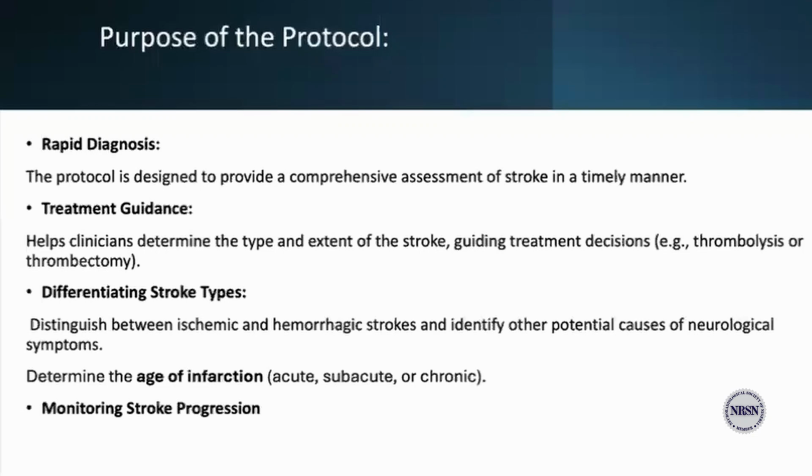The protocol should also help differentiate between ischemic and hemorrhagic strokes, determine the age of the infarct, whether it's acute, subacute, or chronic, and even identify other possible causes of neurological symptoms. This protocol is also helpful for tracking how stroke evolves over time.